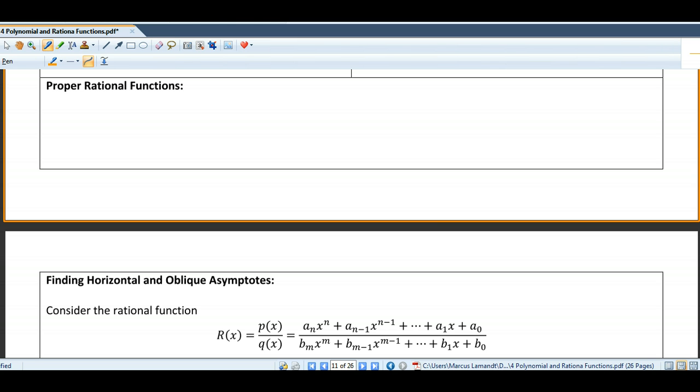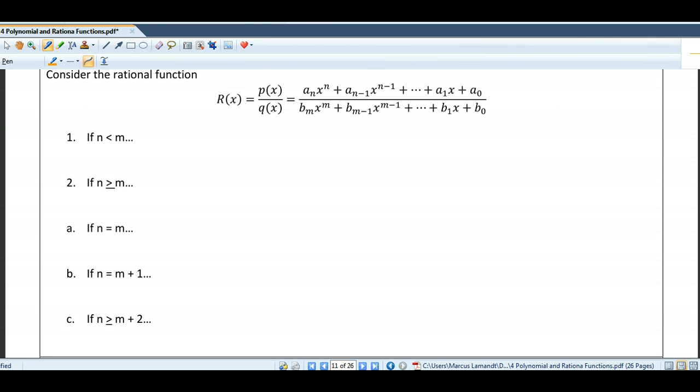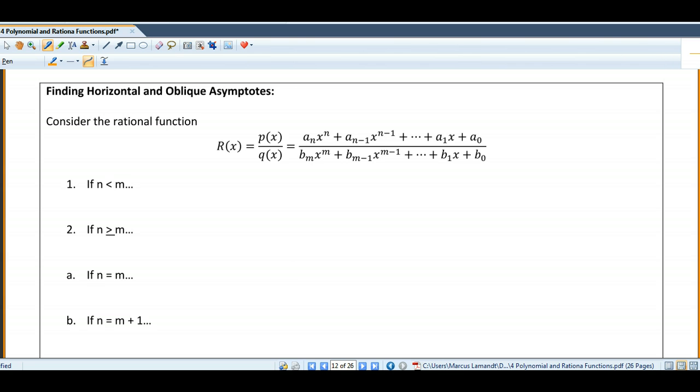Alright, proper rational functions. I'm just going to write it out. If a rational function is proper, the line y equals 0 is a horizontal asymptote of its graph. Alright, so finding horizontal and oblique asymptotes. Horizontal are the ones that are like this, straight across. Oblique asymptotes are also called slant asymptotes. Okay? So I'm going to list out some rules here.